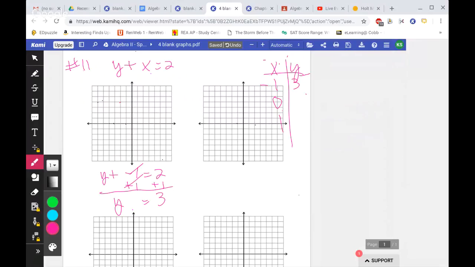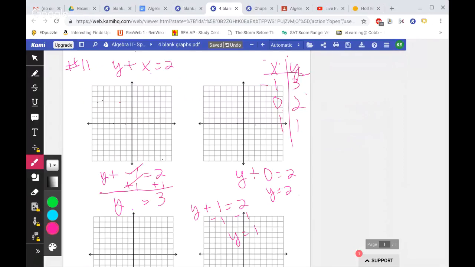Let's see. So now I have y equals 3. So the ordered pair for when x is -1, the answer is 3. All right, so then I'm going to plug in my 0. So I have y plus 0 equals 2. So y equals 2. So when x is 0, y is 2. And then the last one, I have y plus 1 equals 2. Subtract 1 from both sides, and I have y equals 1. So when x is 1, y is 1.